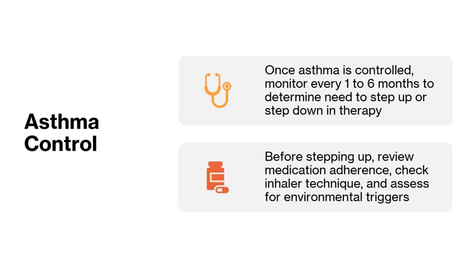Now, asthma control. Once asthma is controlled, monitor the patient every 1 to 6 months to determine the need for step up or step down in therapy. Before you step up, review the medication adherence, check inhaler technique, and assess for environmental triggers.